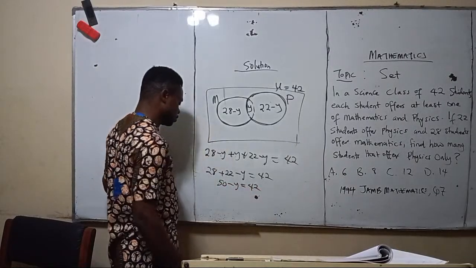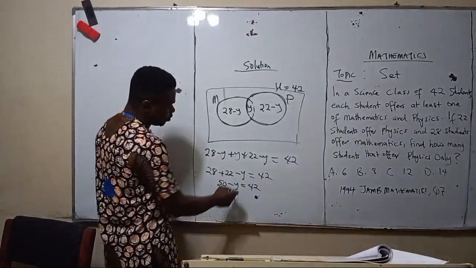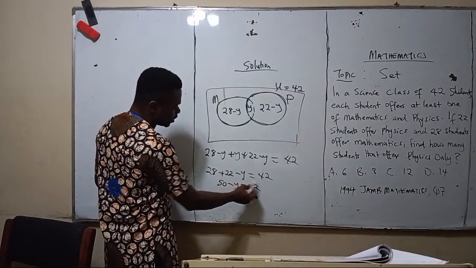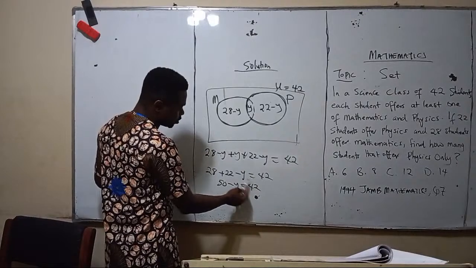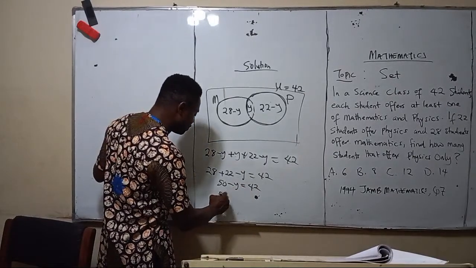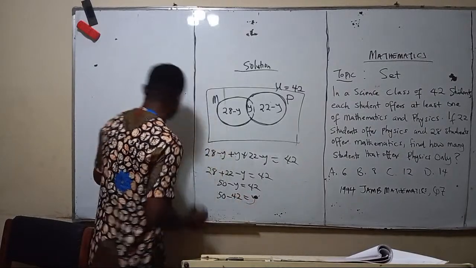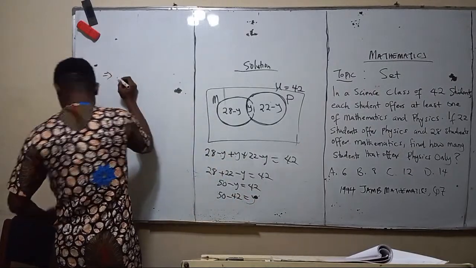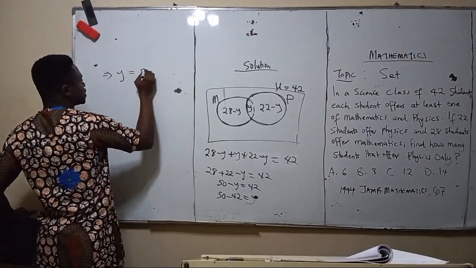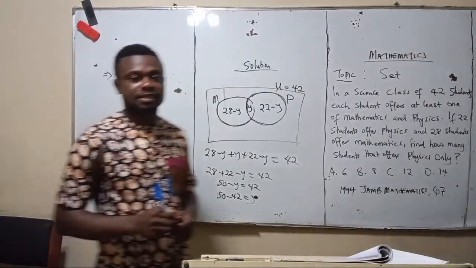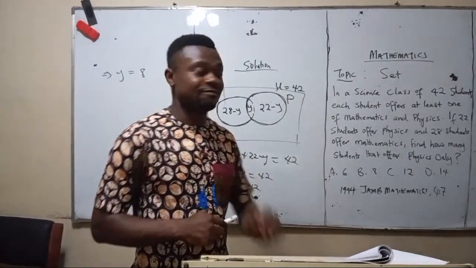42. So if we jump the sign of equality, as y goes to this side, it becomes positive. 42 comes here, it becomes negative. So you have 50 minus 42 is equal to what? y. This implies that y is equal to what? 50 minus 42 is what? 8. So 8 students are offering both mathematics and physics.